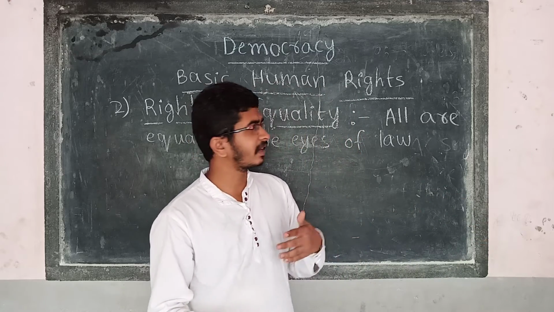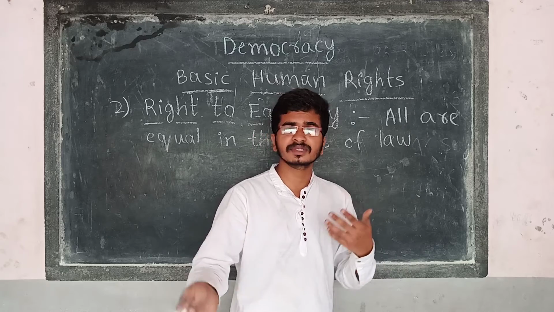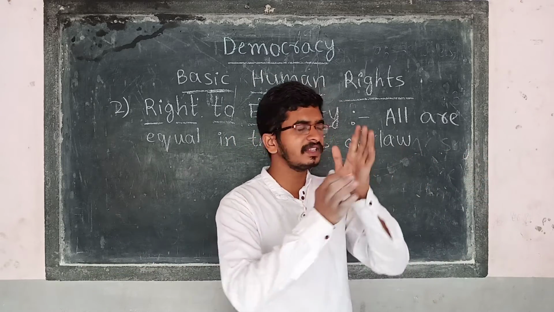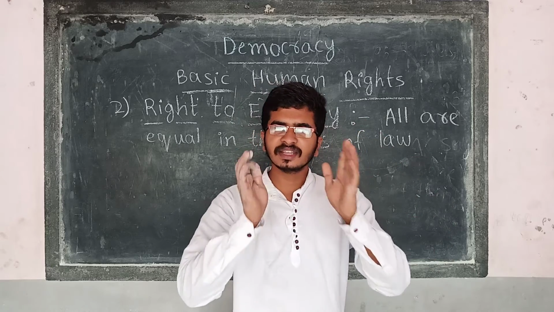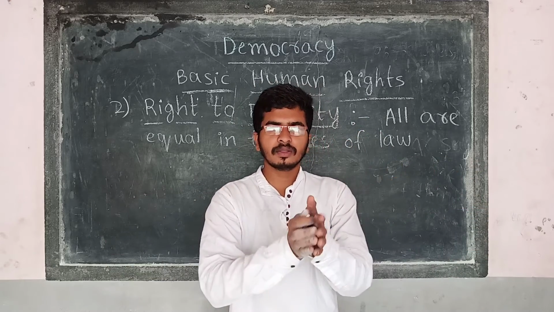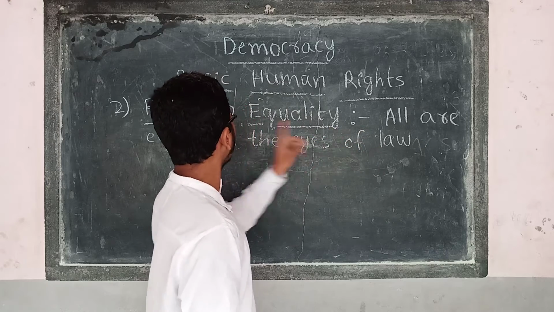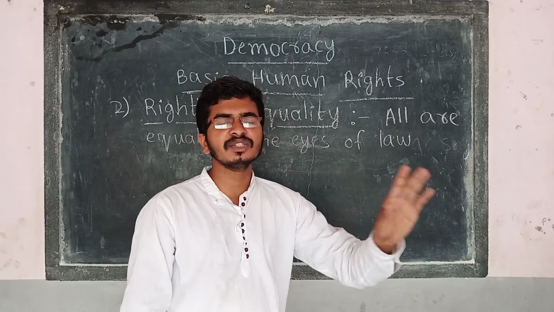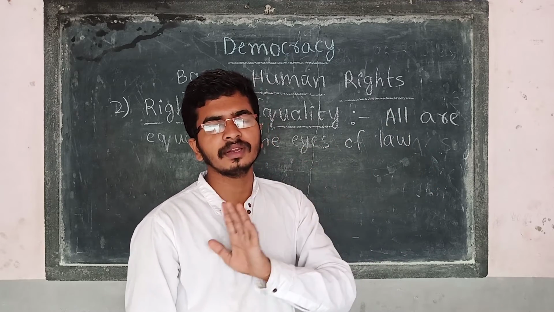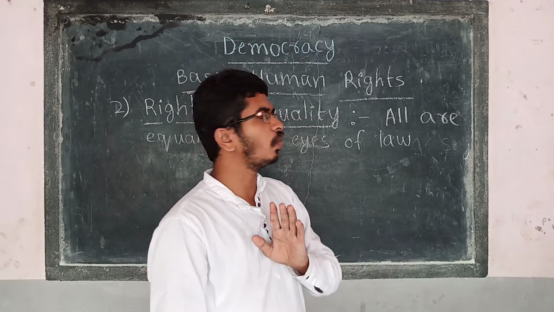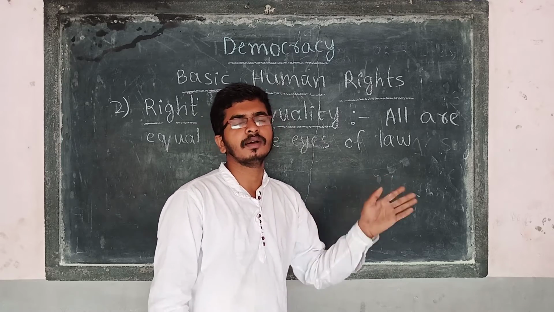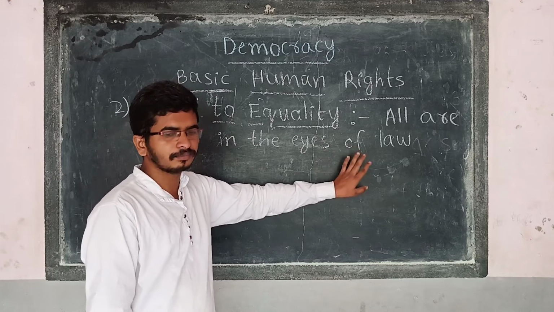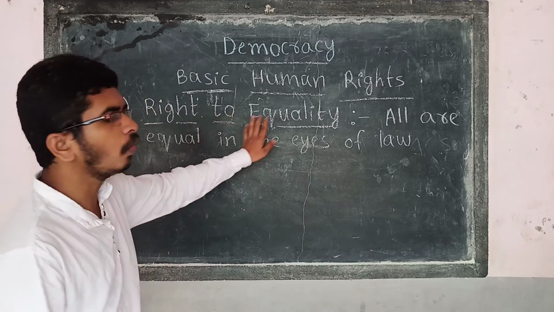Whatever it is, rich, culture, Hindu, Muslim, Sikh, whatever it is, all are equal. The constitution applies the same thing. That is the reason all are equal in the eyes of law. Based on that only justice will come. There is no discrimination like rich, poor, and many things. Clear? So this is right to equality.